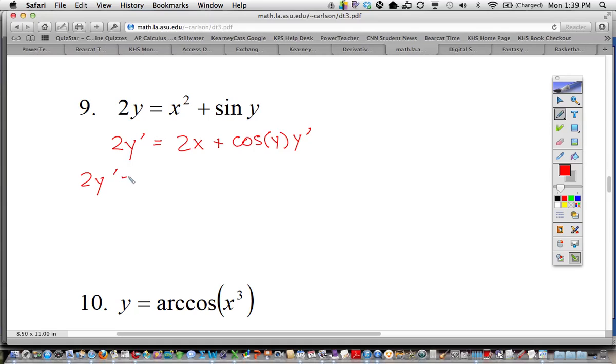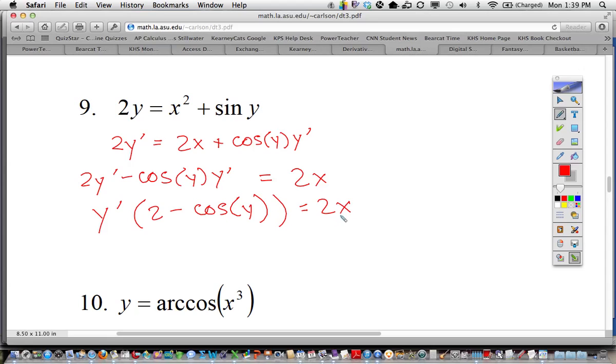Gather the y primes on one side. So that would be those two terms. Get those to the left. Leave the 2x there on the right. Then what? Factor out a y prime, which leaves you 2 minus cosine y equals 2x. And the last step, divide. 2x all over 2 minus cosine y.